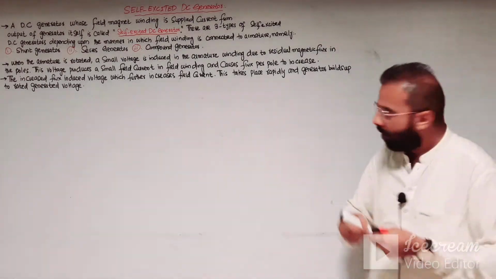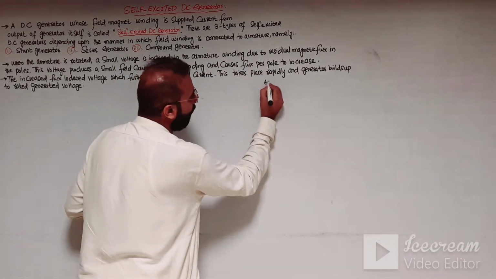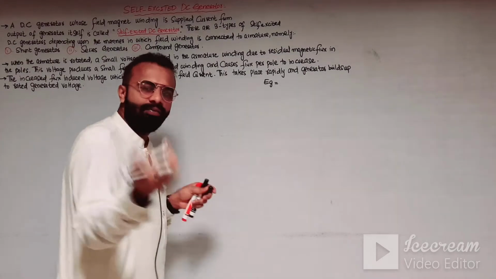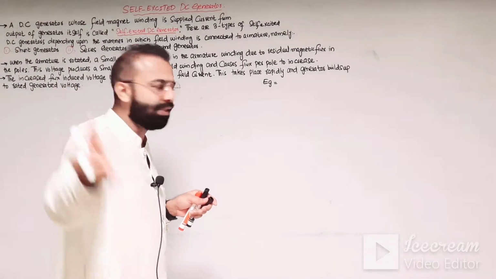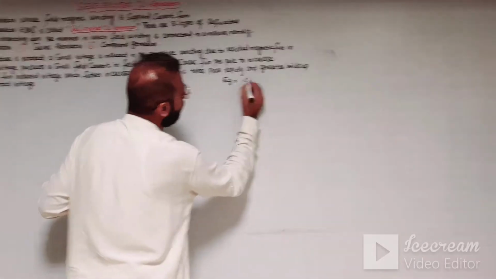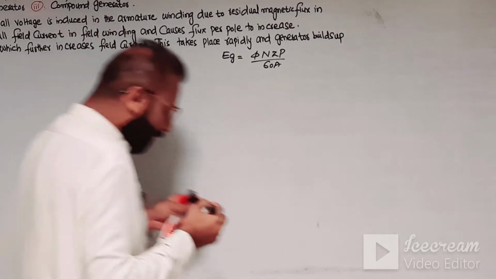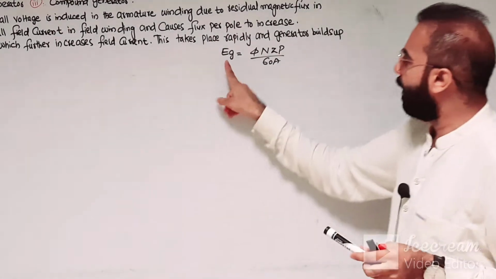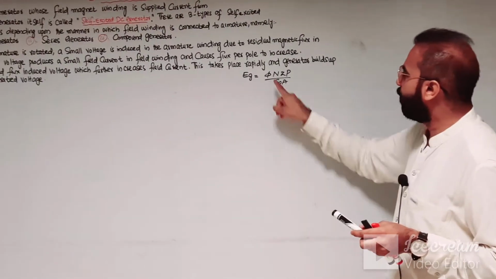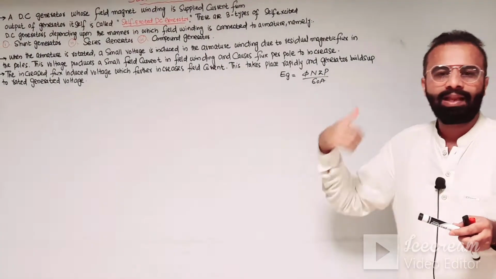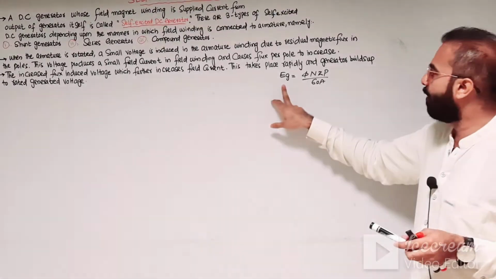Recall the EMF equation of the DC generator that I derived in my previous video, which you can see on my playlist of the DC generator: Eg = φnZP/60A. The generated EMF depends on the RPM and the flux per pole. If the flux per pole is increased, the number of lines of flux cut is increased, so the generated EMF will be more.